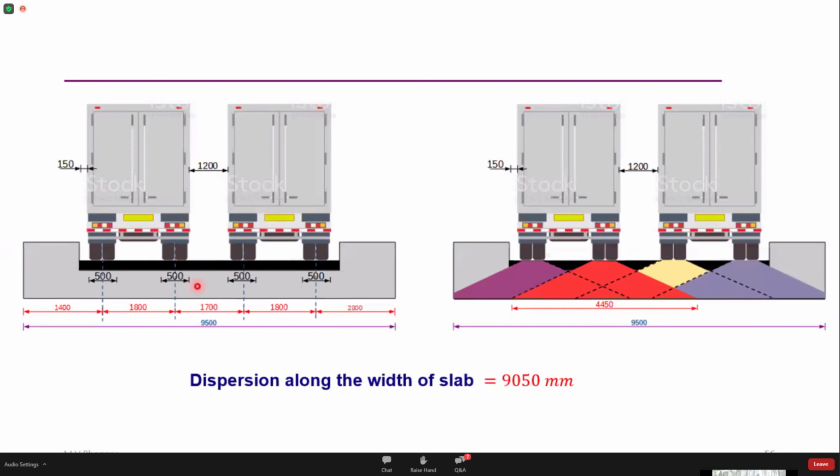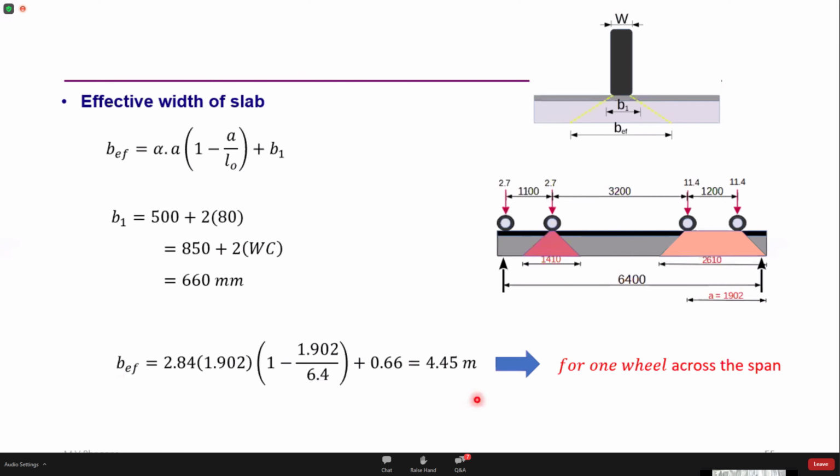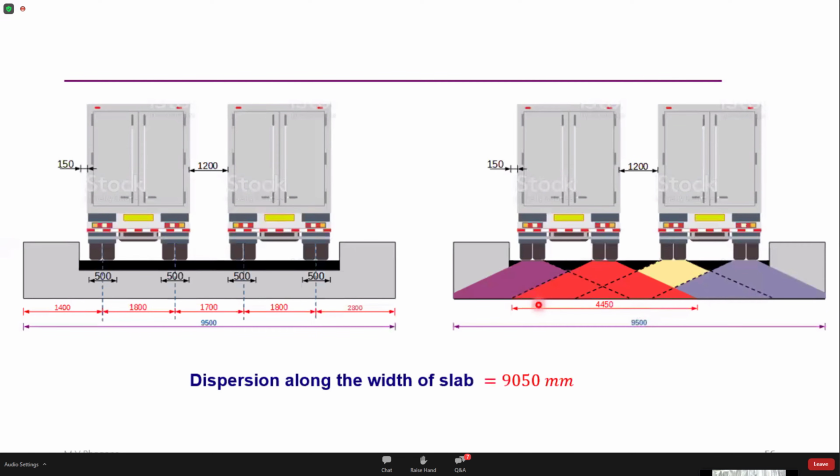So this is how it looks in the cross section. So this is our deck slab. These are the two vehicles which have been placed starting from this end, and these are the contact length of the wheels on the deck slab. So when these loads are placed on the deck slab, they are going to get dispersed through the thickness of these slabs. So these four color combinations, what you see, these are the dispersion of these individual wheel loads. So as seen here in the previous slide, the dispersion of one wheel load is 4.45 meters. So I've just shown one here for simplicity.